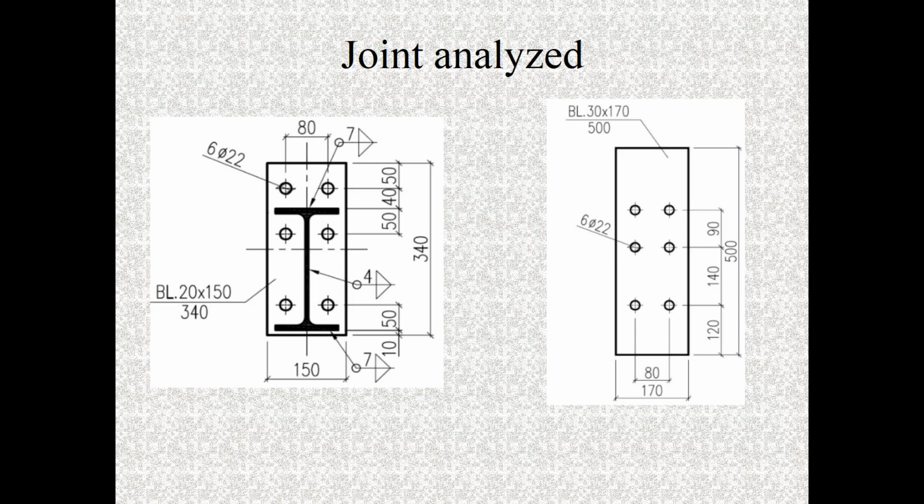Details of the joint are depicted here. The beam is welded to the end plate with a fillet weld, while the end plate is bolted to the column flange with 6 M20 pre-stressing bolts.